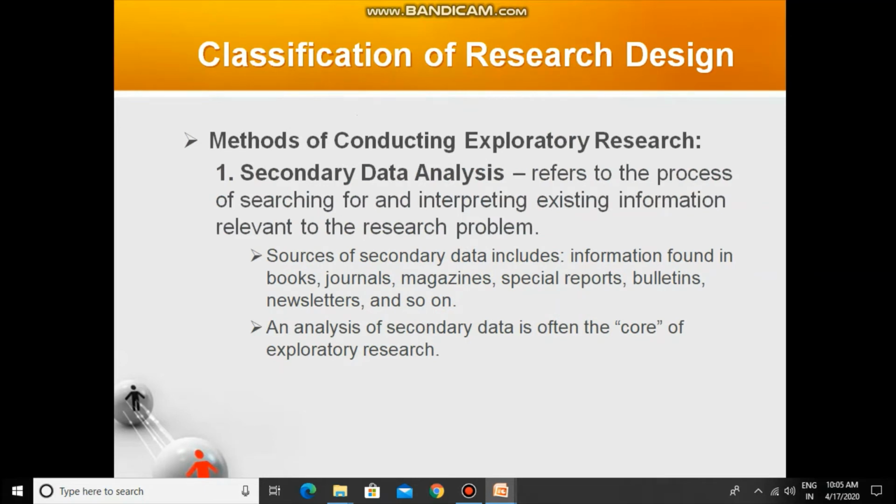Secondary data analysis refers to the process of searching for and interpreting existing information relevant to the research problem. Sources of secondary data include information found in books, journals, magazines, special reports, bulletins, newsletters, and so on. An analysis of secondary data is often the core of exploratory research.